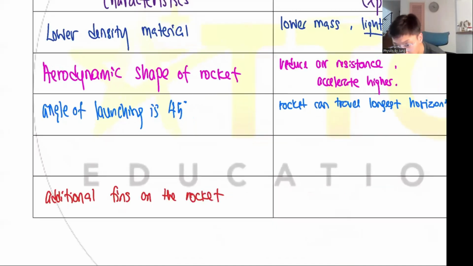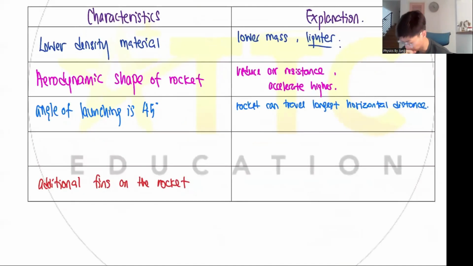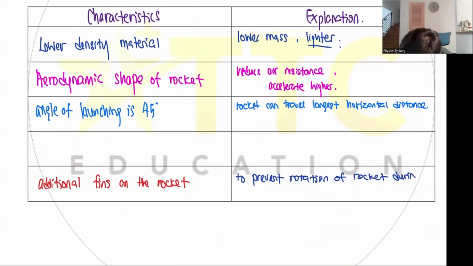Why do you want additional fins on the rocket? The answer is to prevent rotation of the rocket during flight, to ensure higher stability. So that it is more stable.